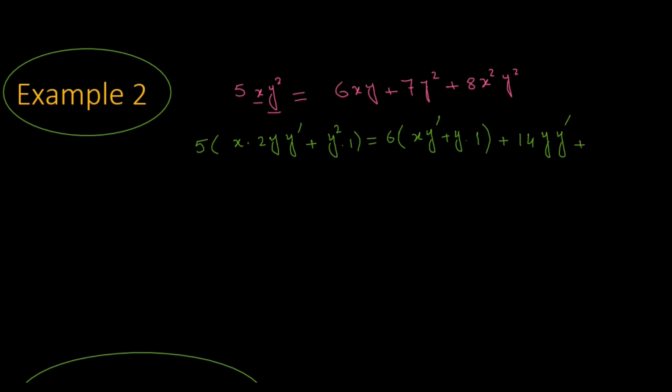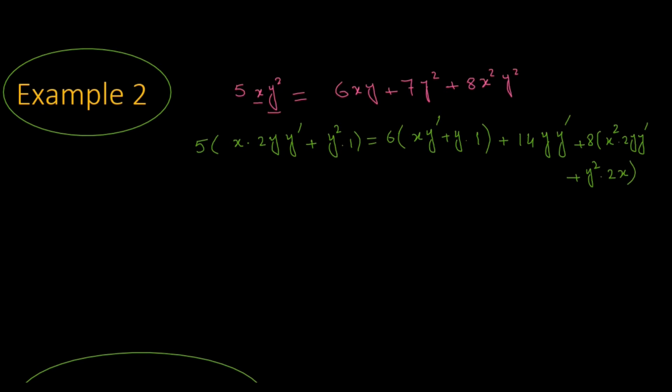Plus in the similar way it is 8, and here there are two functions, x square and y square. You take x square as it is, derivative of the second, y square. The derivative of y square is 2y, and without power it is y prime. Plus y square as it is, and derivative of x square, which is 2x.